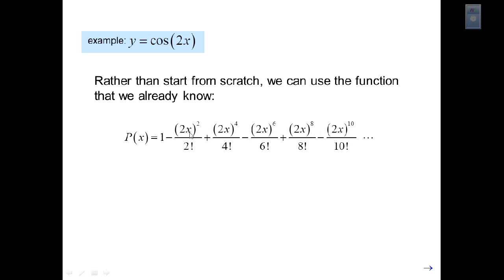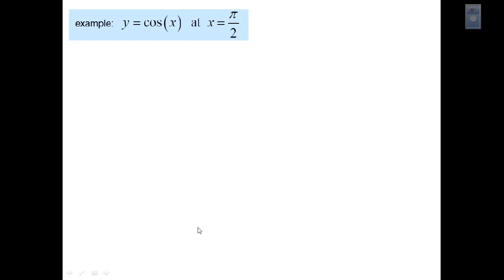Well, what is (2x) squared? Quantity squared, that's going to be 4x squared. So we end up with 4 over 2 factorial, which simplifies down to 2x squared. What happens when we raise the 2x to the 4th power? Well, we're going to end up with 16x to the 4th power, and the 16 over 4 factorial is going to simplify down, reduce, but you can do that all the way across.